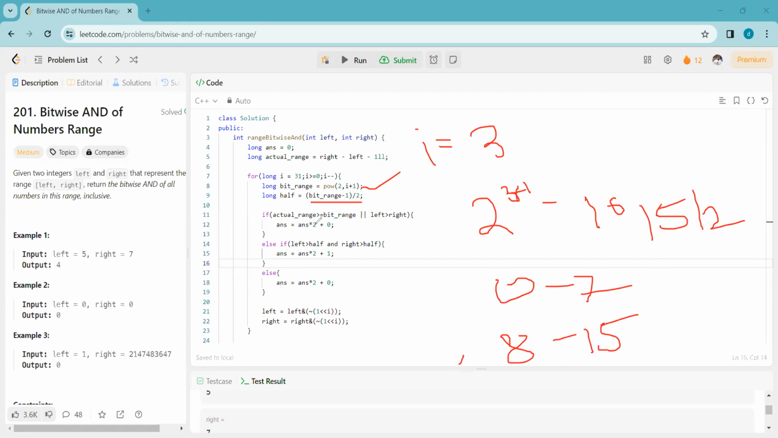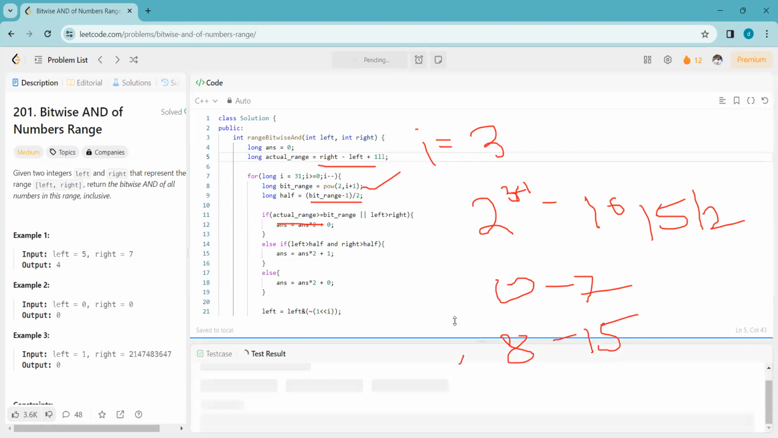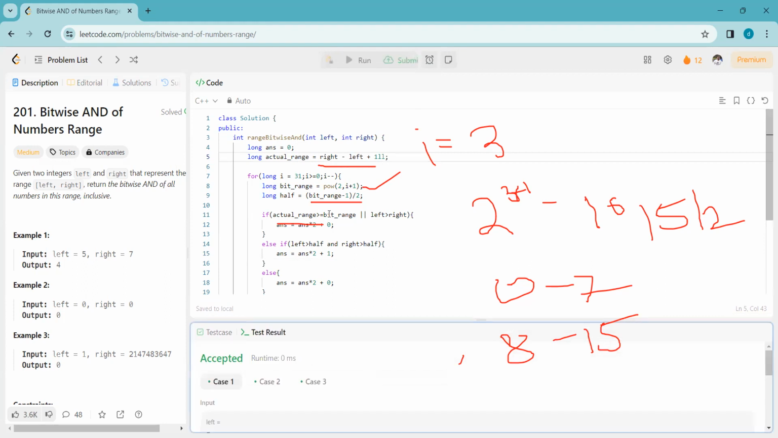And the actual range will be right minus left plus 1. Sorry, here it will be plus 1. And since our actual range is greater, let's try to submit. Yeah, now it is accepted. Let's try to submit the test cases.